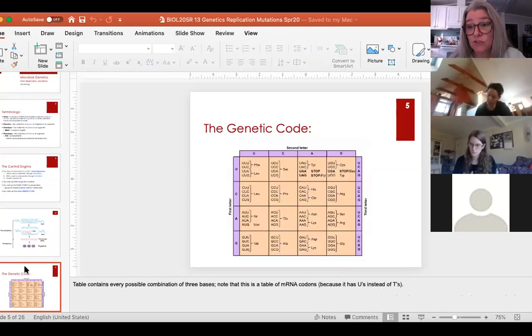Remember, everybody uses the exact same genetic code. It doesn't matter who you are on planet Earth. If you're alive, if you're a cell on planet Earth, you use the exact same genetic code, which is really, really remarkable if you think about it.